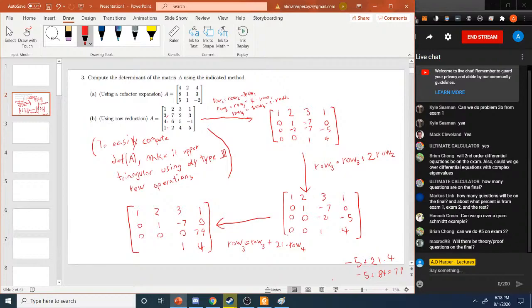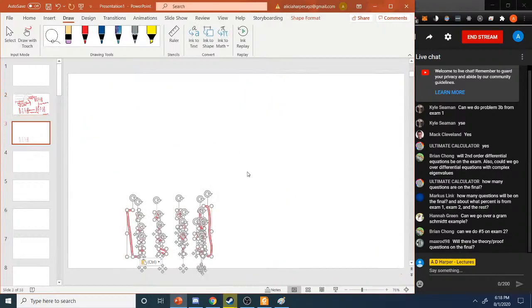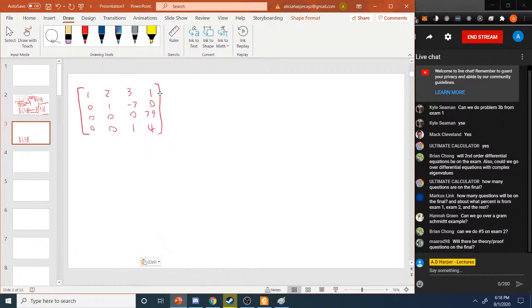So now I am almost done. Let's take this to another page. This is not upper triangular, but it almost is. And the way to make it upper triangular is to do a row swap.